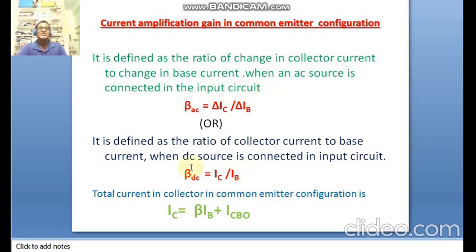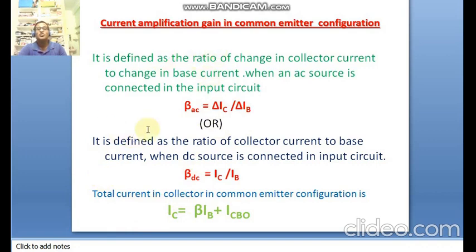Beta DC is defined as the ratio of collector current to the base current when a DC source is connected or there is no source in the input circuit. Mathematically it is represented as beta DC is equal to IC by IB. Similarly, beta AC is mathematically represented as delta IC by delta IB. Here also delta represents a large change. So we are not giving the mathematical expression completely here.